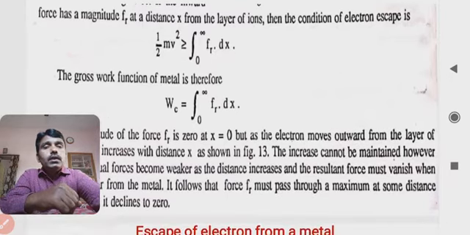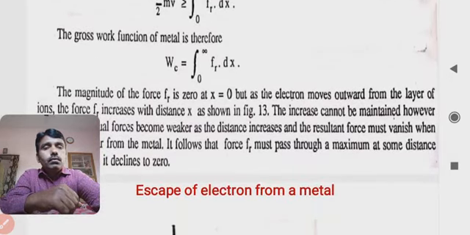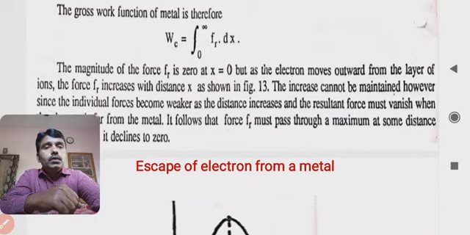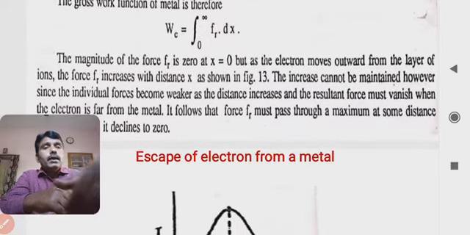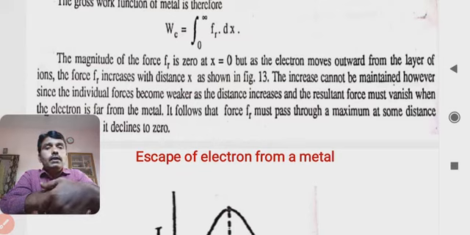In this case, if you look at this condition, the magnitude of the force F(r) is 0 at x equal to 0, but as the electron moves outward from the layer of the ions, the force F(r) increases with the distance x, as shown in this figure 13.